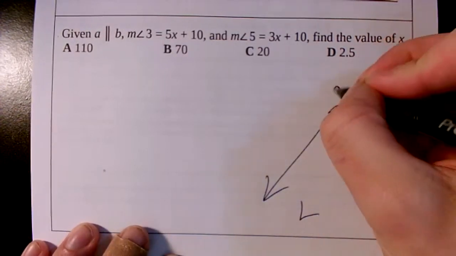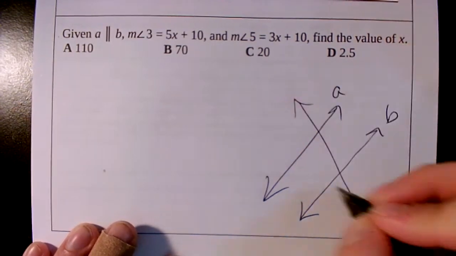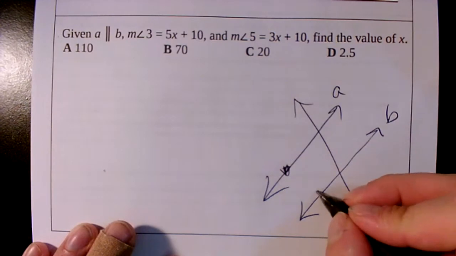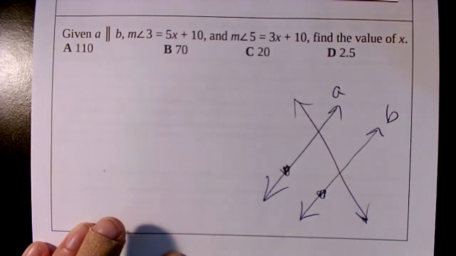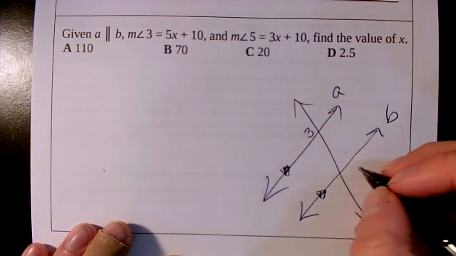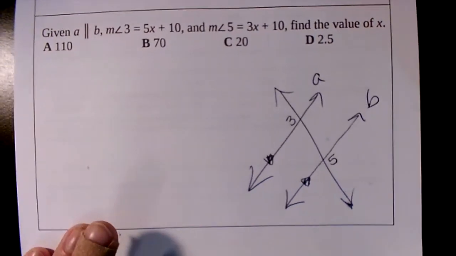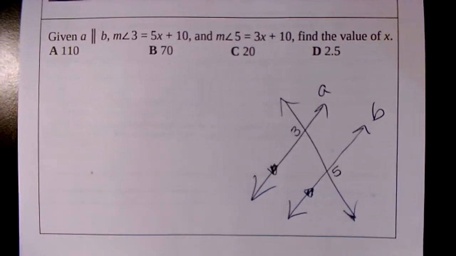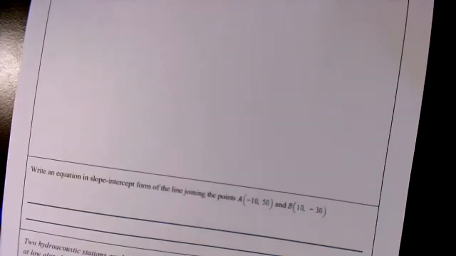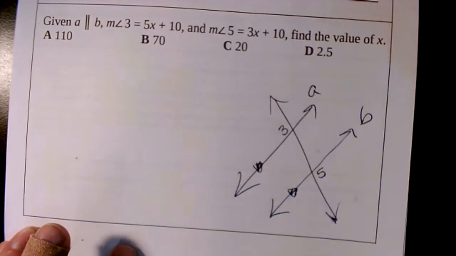Let's let that be A. Let's let that be B. Let's let that be a transversal. A and B are parallel. Let's call you 3 and let's call you 5. When I took this from the book that we're using, I must have forgotten the picture. So I'm just adding this picture right here. Unless it's on the next page. Nope. So I'm just making the picture up.